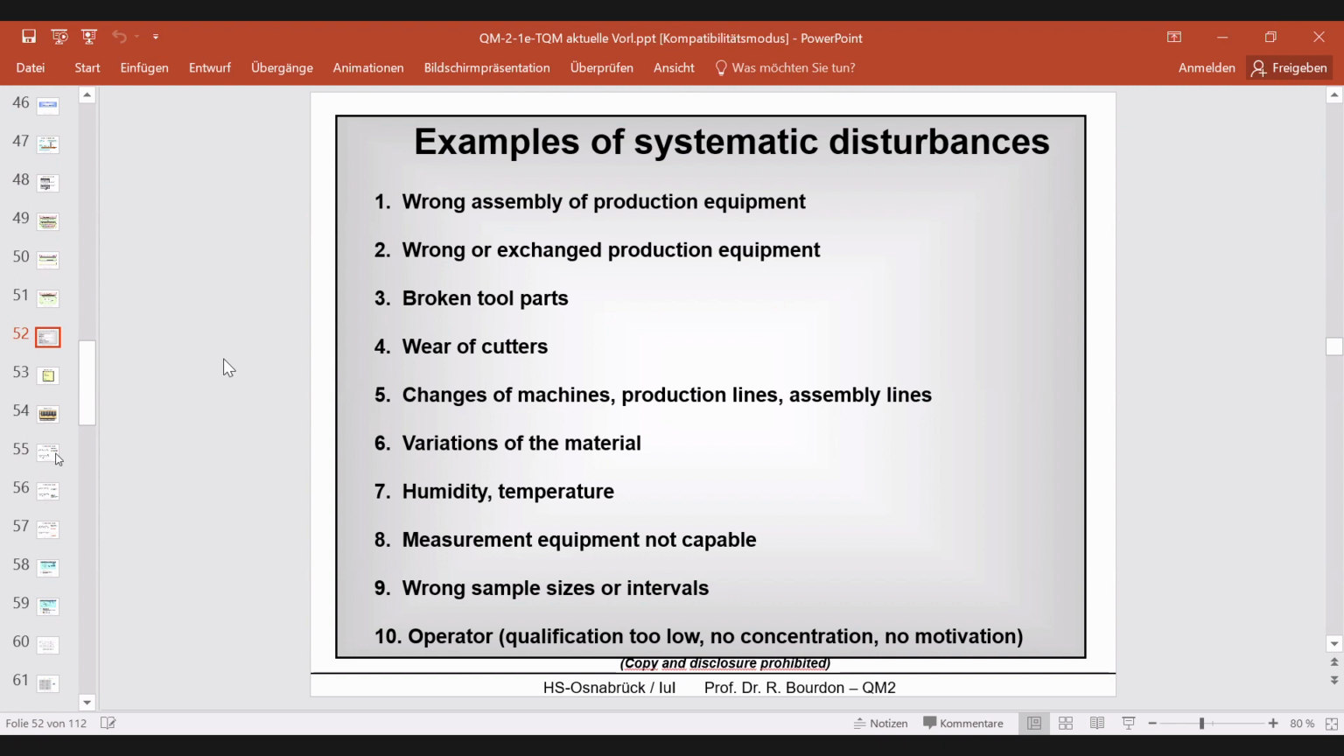Wrong sample sizes or intervals of testing, and of course the man, the operator, qualification may be too low, or no concentration, no motivation, whatever.